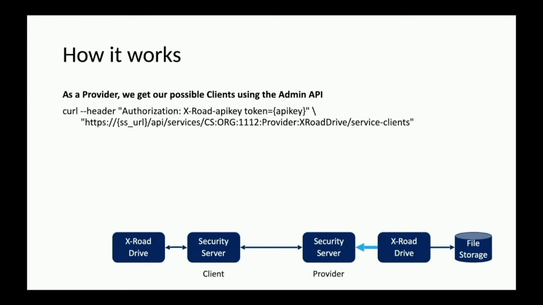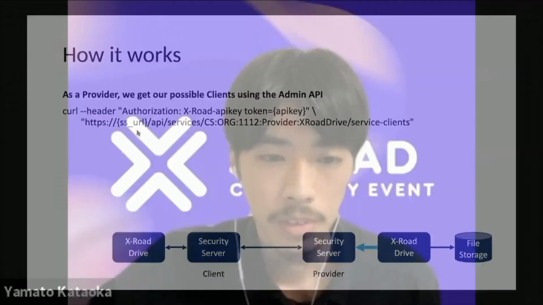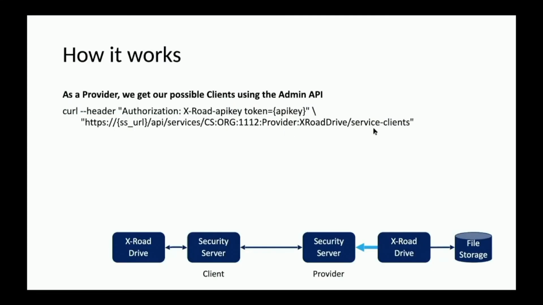All right, on the other hand, when we act as provider, we're going to get all possible clients using the admin API. In the diagram below, in this case, provider-side Exo Drive service will call the admin API on their own security server. Again, there's an example curl command. There's a header, and we specify the authorization header with the Exo API key. In the request URL, we specify our service's provider information. Here we have the Exo Drive service and provider subsystem, and we're going to get the service clients.